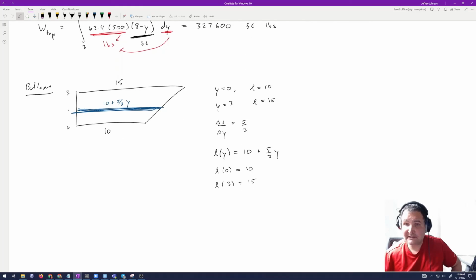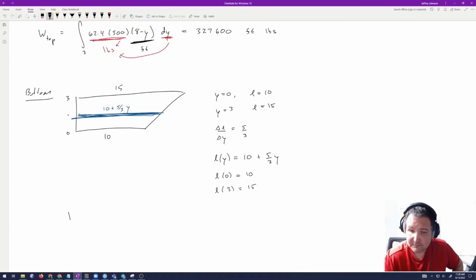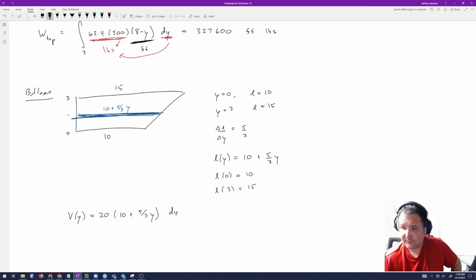And now the rest of it, so let's write the volume down. We have a width of 20, right? A width of 20 feet. And then we have a length here of 10 plus 5/3 y dy. And so a small change in y times that amount of area gives us a little piece of volume at that height in y. Now here y is between 0 and 3.